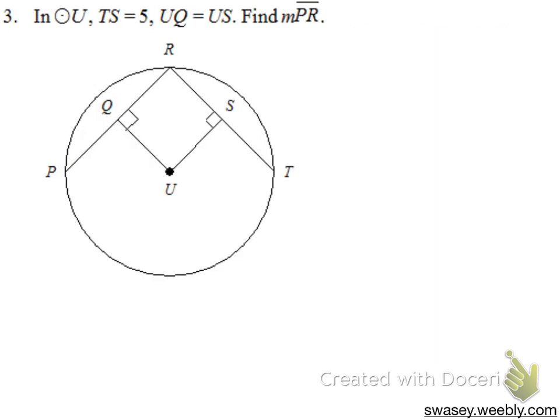Here we want to find the measure of PR, that distance from P to R. Now we're told that UQ is equal to US, which means those segments are congruent. If those segments are congruent, then the chords are congruent. TS is 5. Also, we have a segment coming from the center and it's forming a right angle there, so we know that these chord segments have to be congruent. So RS is also 5.